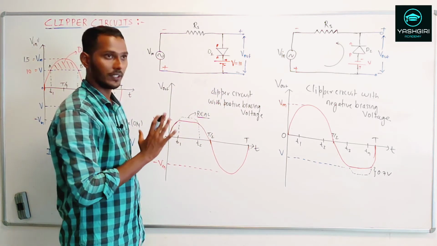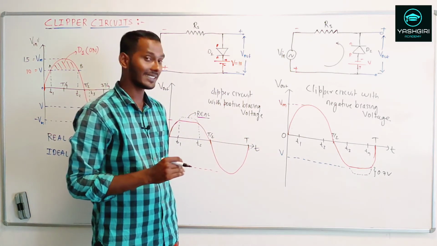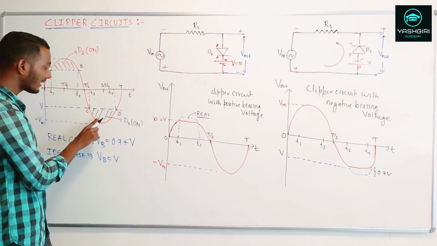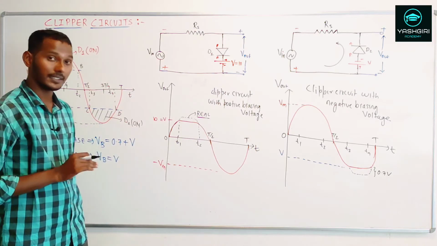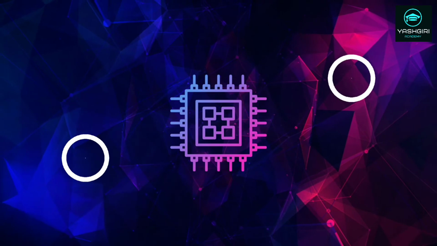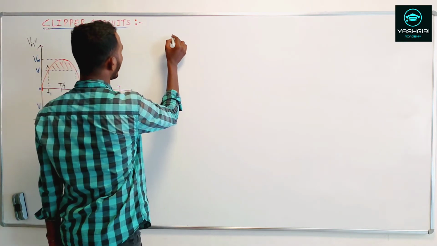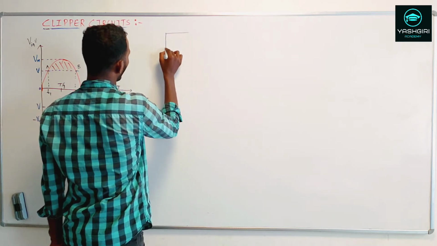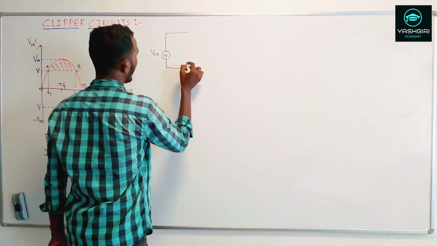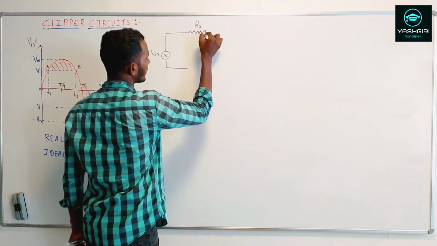Now we have seen two different circuits for the positive and the negative clipping. Now let's see a single circuit wherein we can clip both the positive as well as the negative half cycle of the AC signal, instead of having two different circuits. Now let me take the AC signal. Here I'm having my AC signal V in, and let RS be some series resistance.